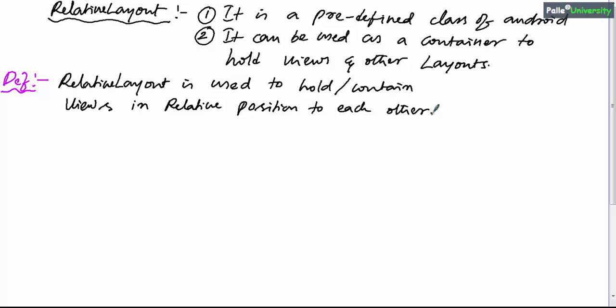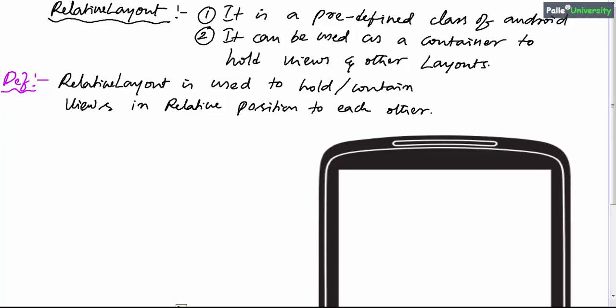Relative layout is a container, we know it. Relative layout is used to hold or to contain views in relative position to each other. So that means in this container, you can hold child elements in relative position to each other. Let me explain what is the meaning of this relative position.